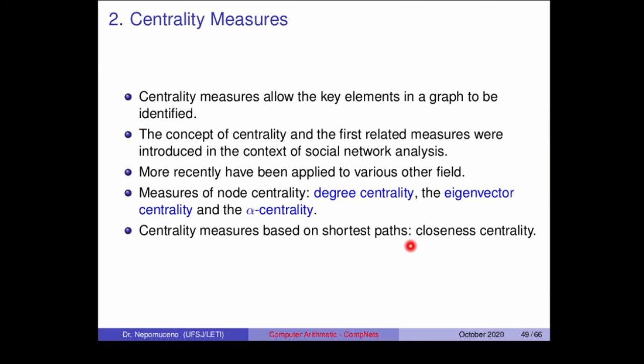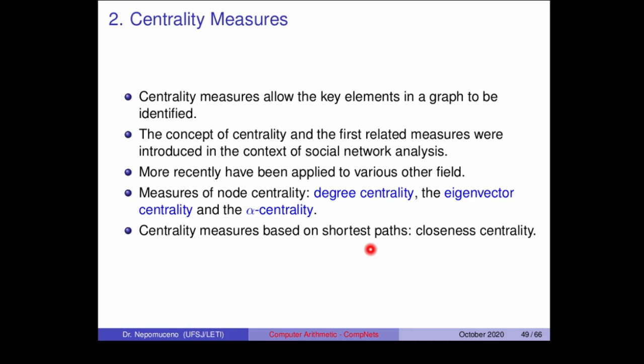Some centrality measures. Centrality measures allow the key elements in a graph to be identified. The concept of centrality and the first related measures were introduced in the context of social network analysis. More recently, they have been applied to various other fields. Measures of node centrality are the most important: degree centrality, eigenvector centrality, and Katz centrality. And I'm going to give here some basic information, not all the measures.